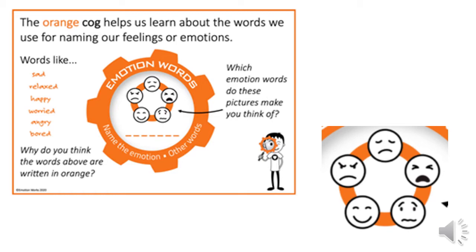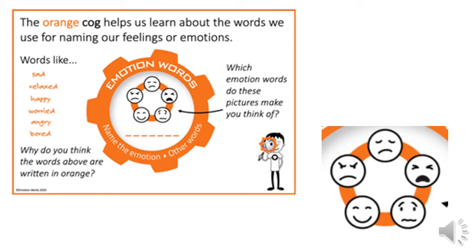Now why do you think the words above are written in orange? Why might they be in orange? That's good. So they relate to the emotion words cog. So we know they're in orange because they relate to the emotion words cog, which is the orange cog.